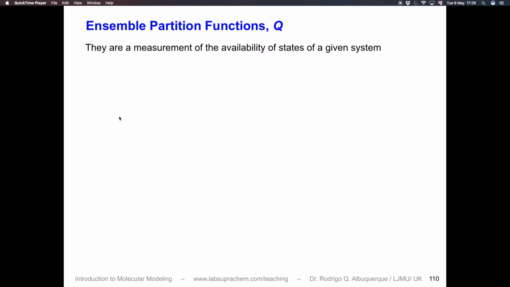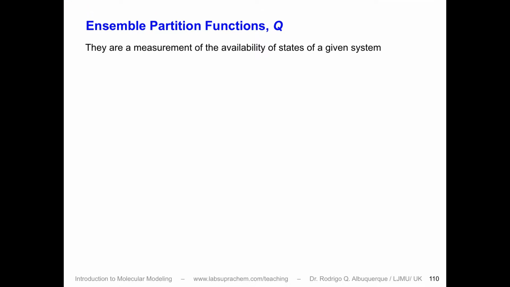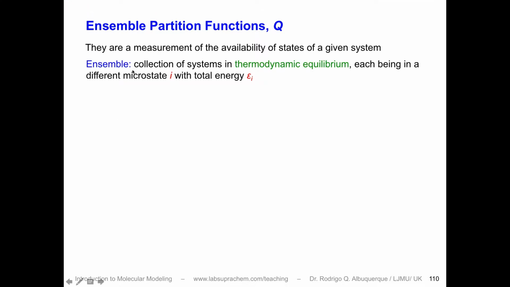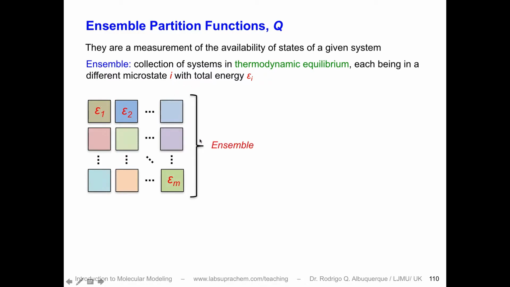We use the letter Q to express this quantity, and they are a measurement of availability of states of a given system. Ensemble, we have seen already the definition of ensemble. If you don't remember, just go back to part 4 of this tutorial. Ensemble is a collection of systems in thermodynamic equilibrium, each being in a different microstate i with total energy epsilon i. So this is a rough visualization of an ensemble.